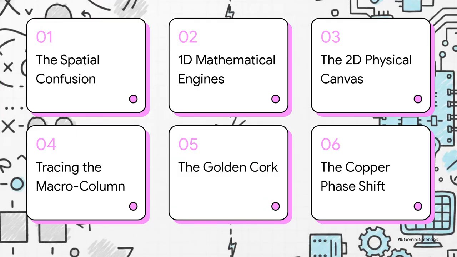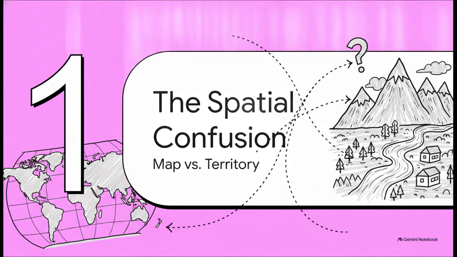Here is our roadmap for the explainer. We'll quickly hit 1. The spatial confusion, 2. 1D mathematical engines, 3. The 2D physical canvas, 4. Tracing the macro column, 5. The golden quark, and wrap up with 6. The copper phase shift. Let's kick things off with Section 1, the spatial confusion, map versus territory.